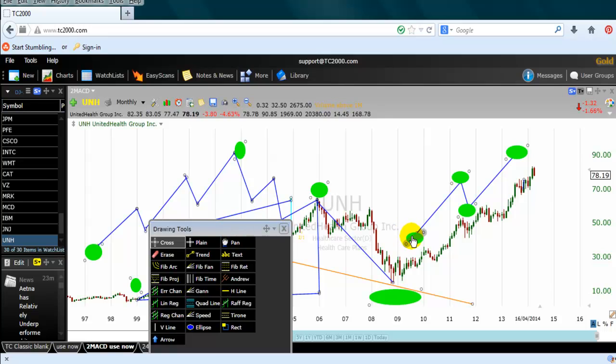this point, that's what we call the A, this point we call B, this point we call C, and this point we call D. So this is the ABCD chart pattern. In theory, the distance from A to B, or the magnitude of the price move from A to B, is equal to the magnitude or the length from C to D. So AB is equal to CD.